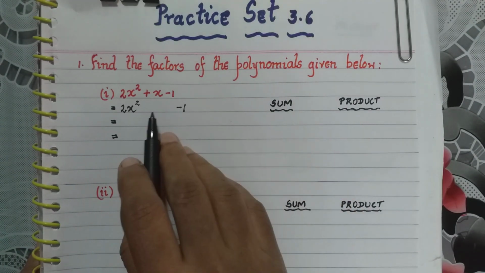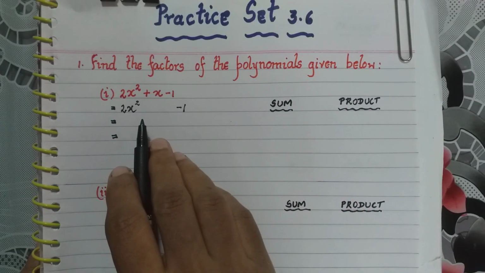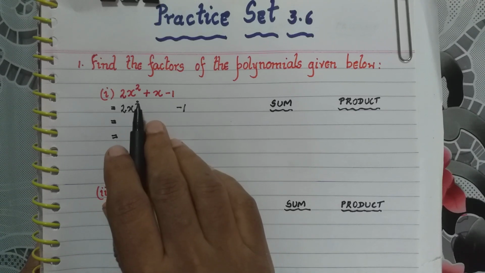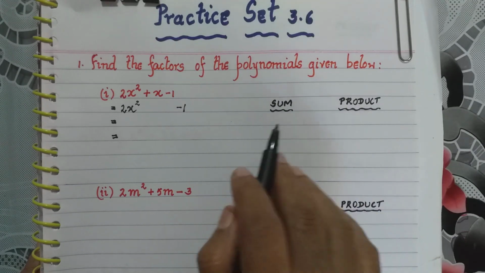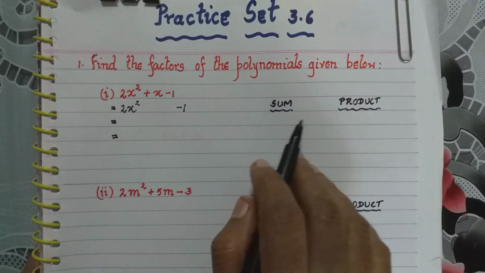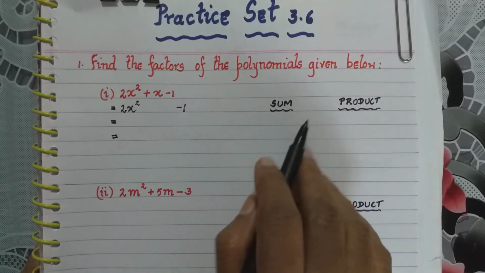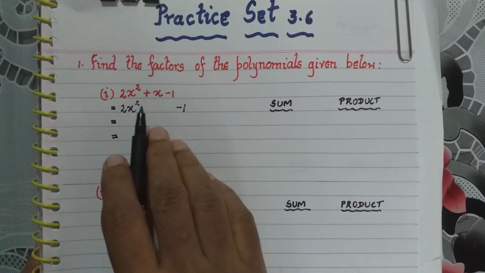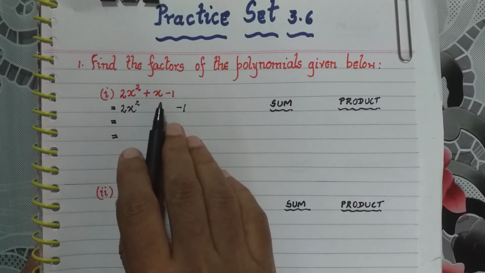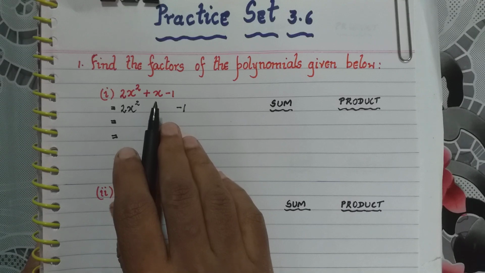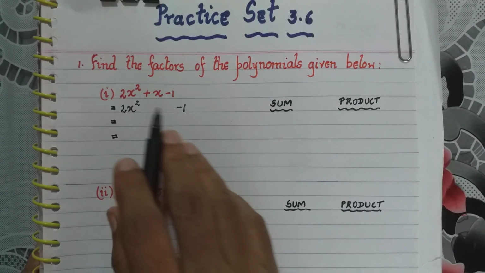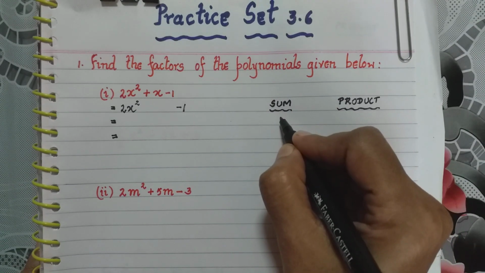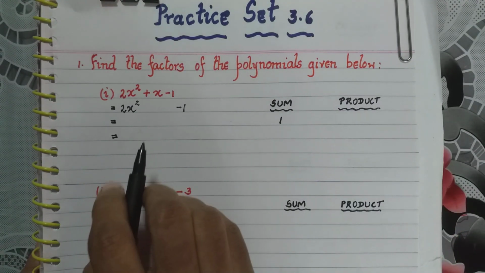Now, to get which are the two terms over here which form plus x, we have to have two numbers which form the sum and the product. Which number forms the sum? The coefficient of x, which is nothing but 1. Here we have plus 1x, therefore the coefficient of x is 1. So we write the sum is 1.